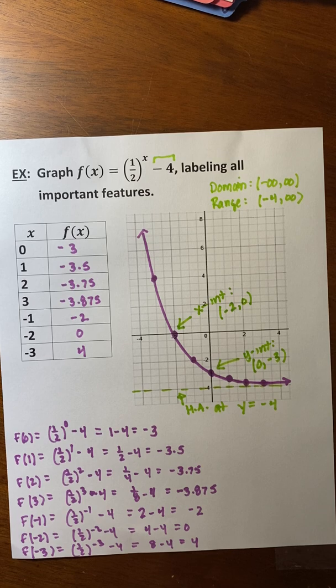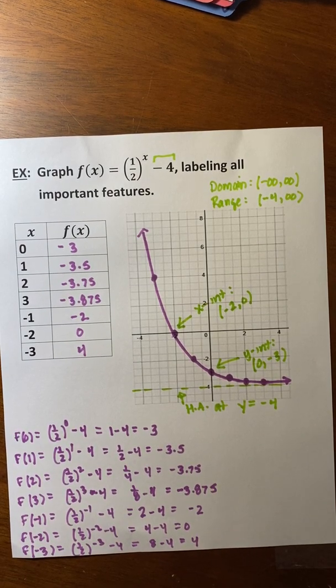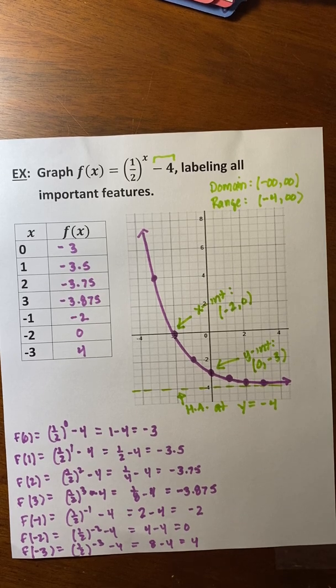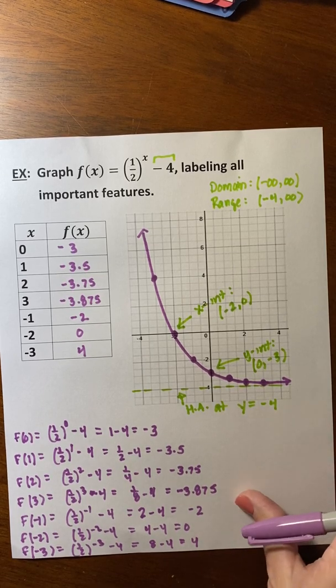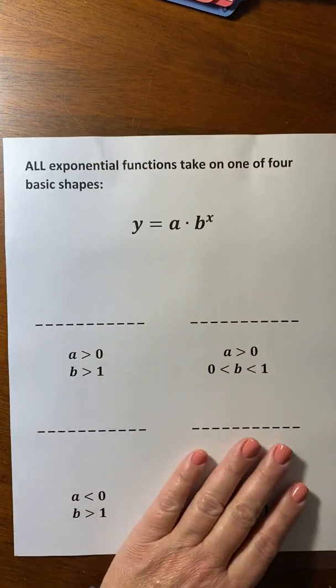I think we got it all. So this one had the extra feature, the x-intercept, that the others did not. So let's just generalize. All exponential functions take on one of the 4 shapes.